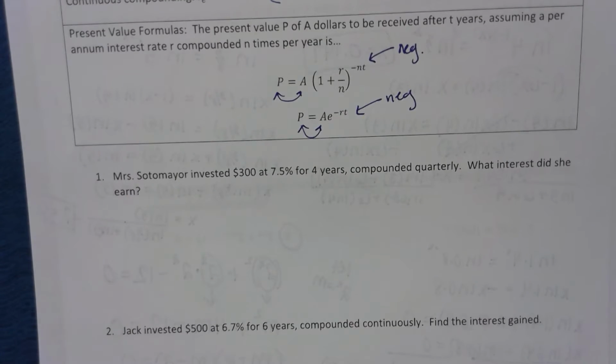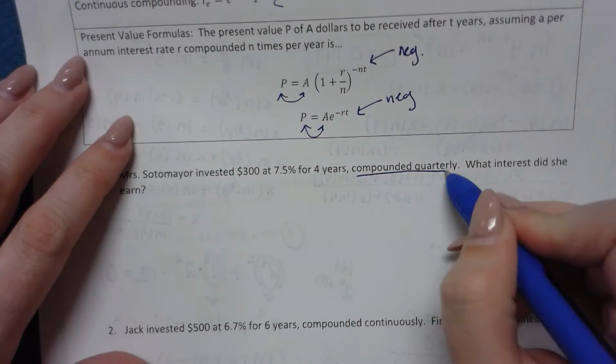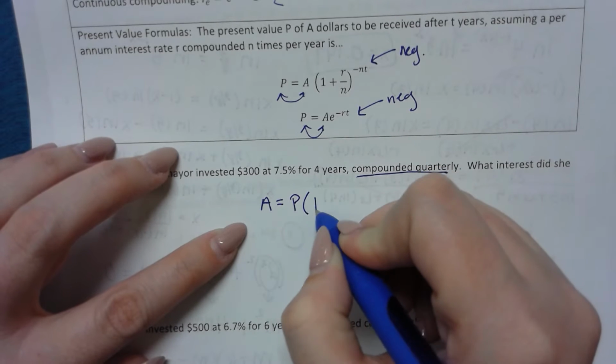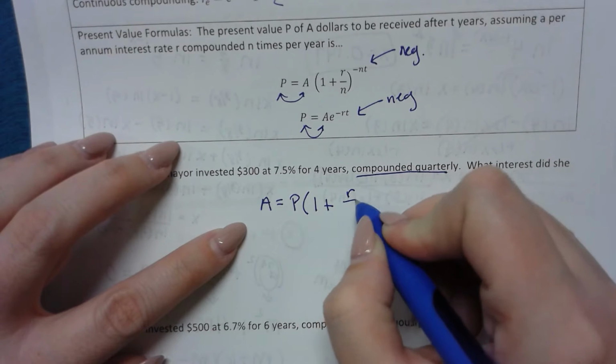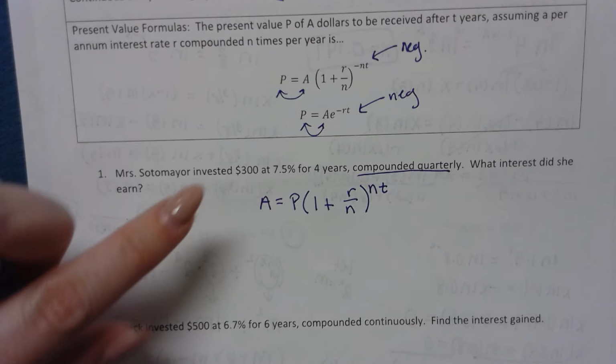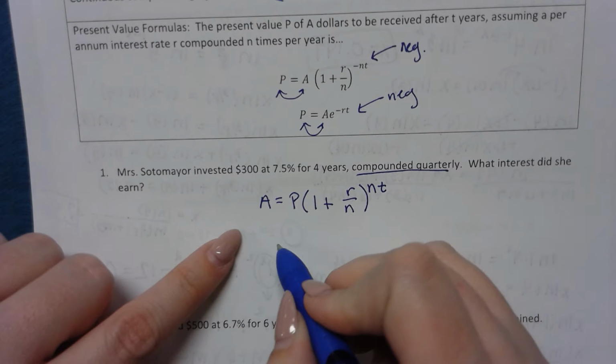Okay, so for example, Mrs. Sotomayor is investing $300 at 7.5% for 4 years compounded quarterly. So because it's compounded quarterly, we're going to use our formula A equals P times 1 plus R over N to the NT. Yes, you have to know these formulas for the test. Okay, you've got to memorize it.